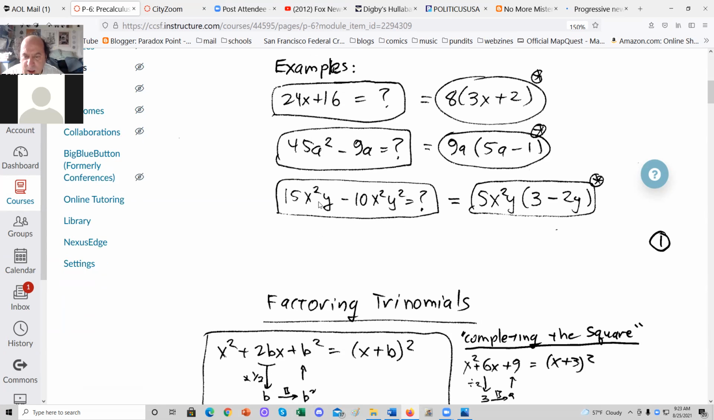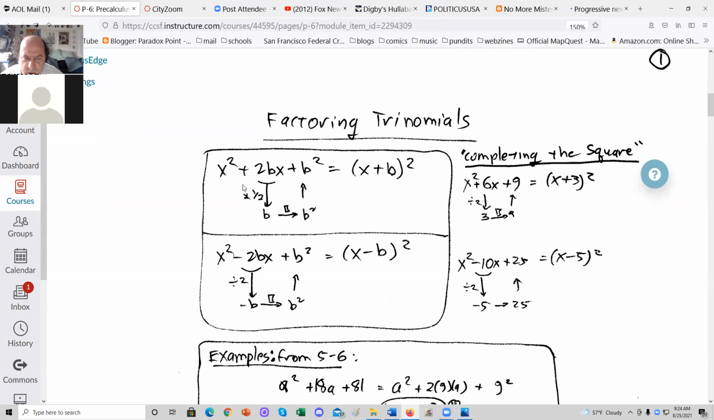15x squared y minus 10x squared y squared. Okay, there's a common factor of x squared, out it comes. There's a common factor of y, out that comes. 15 and 10 have a greatest common factor of 5, out that comes. And so dividing each of these terms by 5x squared y, this over that is a 3, this over that is a 2y. So 5x squared y times 3 minus 2y.